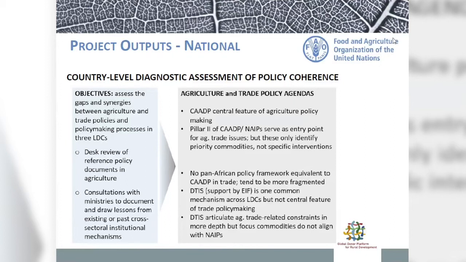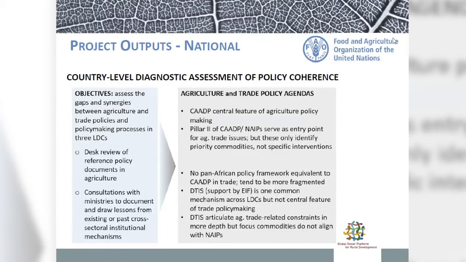And even though the DTIS, in comparison to the NAIPs, do articulate trade-related constraints by commodities sometimes in more depth, the commodities themselves don't really align with the NAIPs. The NAIPs tend to identify more food products for commercialization and value addition, whereas the DTIS tends to prioritize more core export commodities or cash crops or things like that. So there wasn't much of an alignment between them.